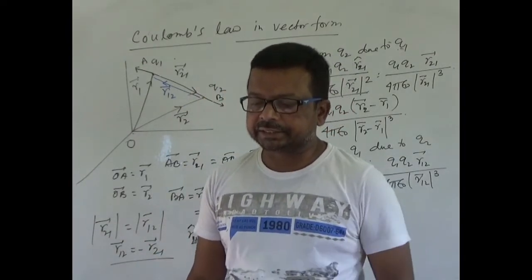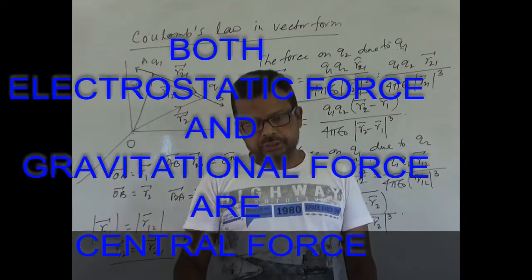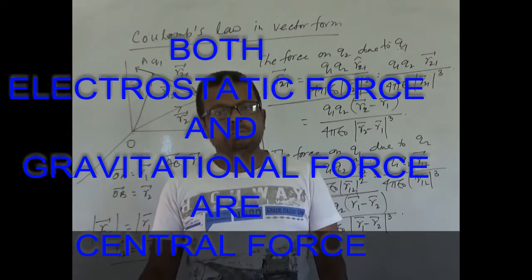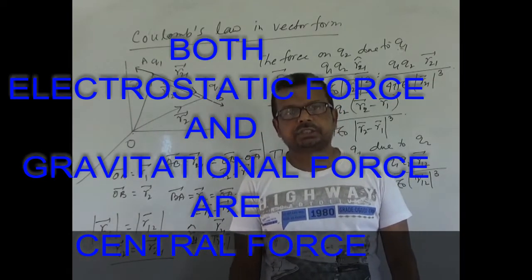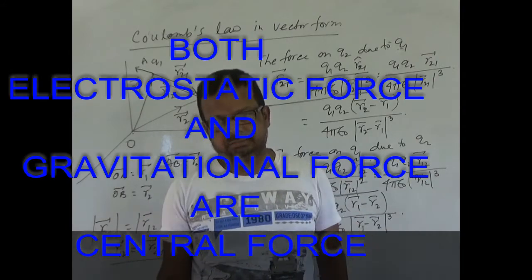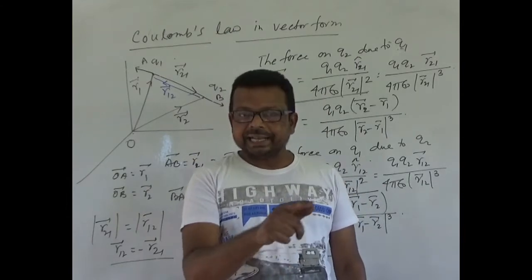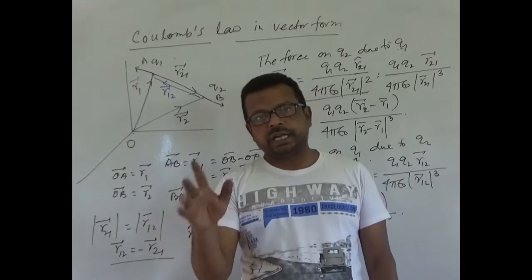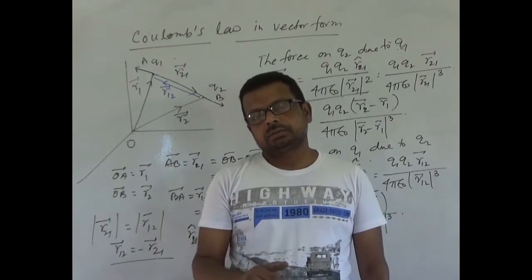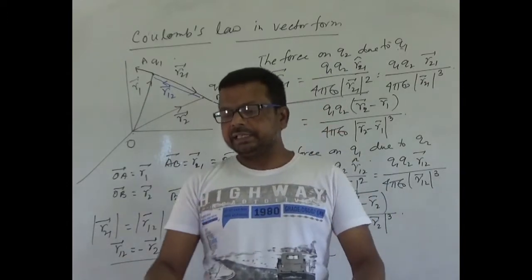Third similarity is both are central forces. Electrostatic force is a central force and gravitational force is also a central force. What do you mean by central force? The force is along the line joining the 2 points. Electrostatic force is along the line joining the 2 charges, and gravitational force is along the line joining the 2 masses. These are the similarities.